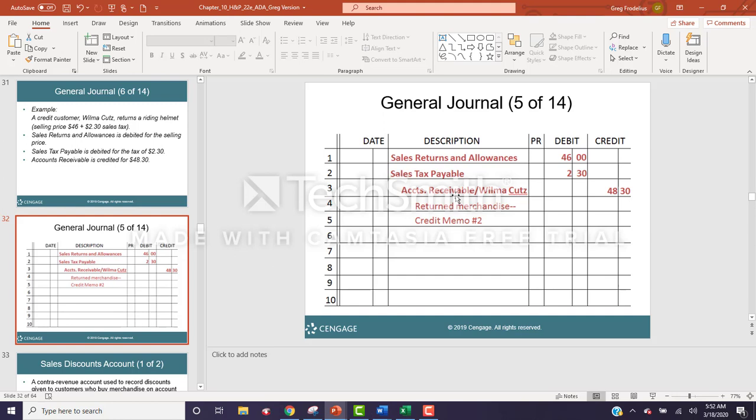Now remember, this is an accounts receivable account. There's no cash exchanged here. This is just a matter of accounting for the monies. So if she had $1,000 on her accounts receivable, instead of $1,000, she now owes us $951.70.